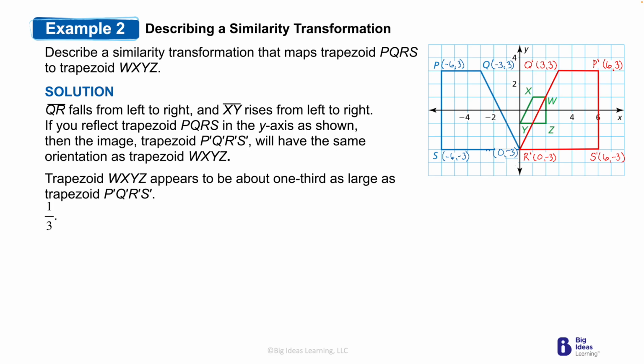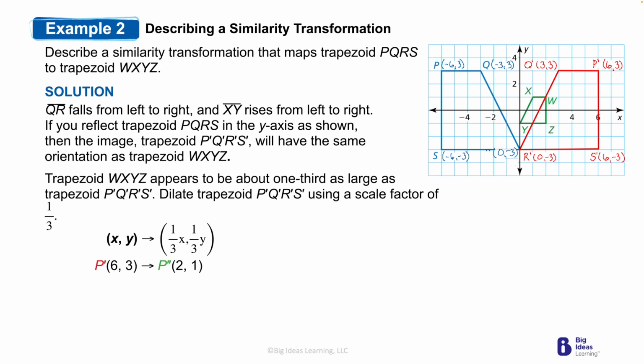And they got that by counting. If you count P prime S prime, that is a distance of 6 spaces. If you count from W to Z, that's 2 spaces. So 2 divided by 6, new divided by original number, is 1 over 3. 2 over 6, 1 over 3. So we're going to dilate that trapezoid, the prime one, using a factor of 1/3.